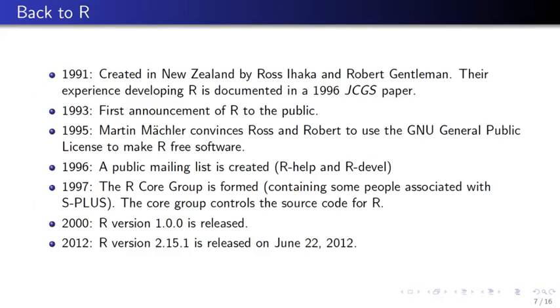So that's enough about S. Let's go back to R. So what is R about? Basically R is a relatively recent development. In 1991, it was created in New Zealand by two gentlemen named Ross Ihaka and Robert Gentleman.